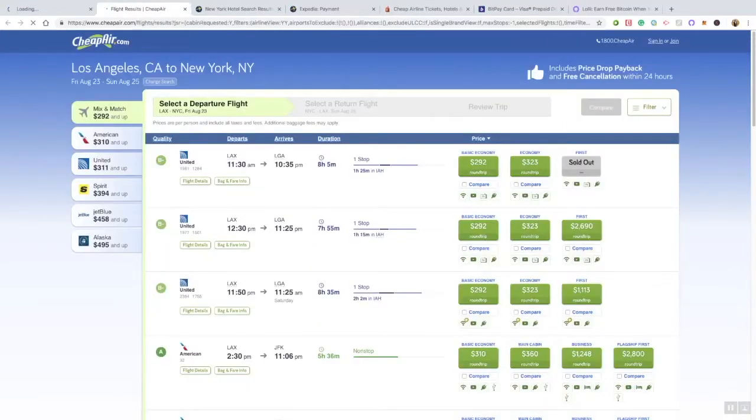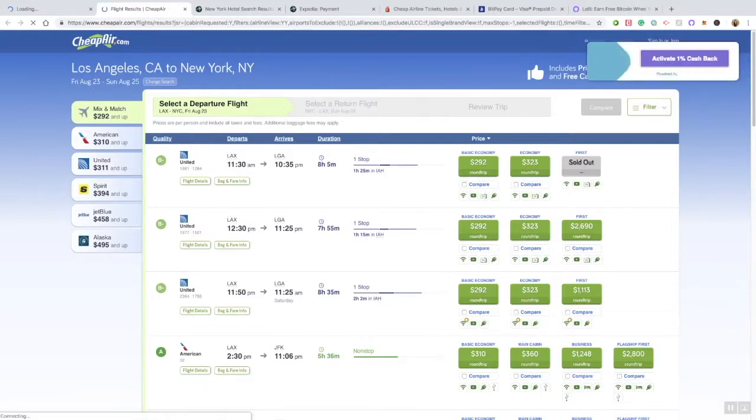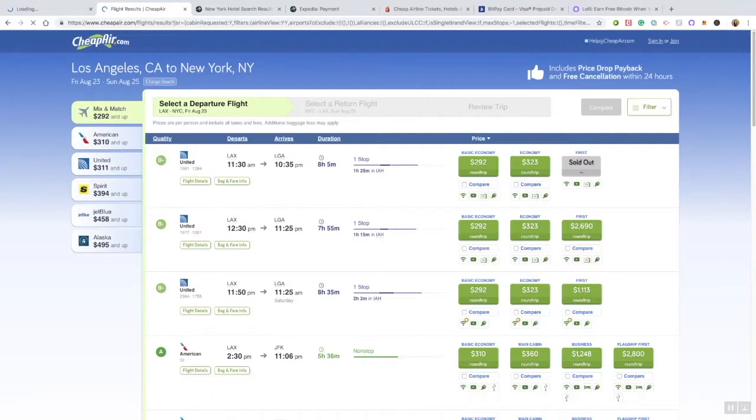And there we are. So as you can see, they have a variety of flights. They show the cheapest to the highest. Our cheapest flight is $229 round trip. That is Los Angeles to LaGuardia. Now that's a one stop. You're going to stop in Houston.